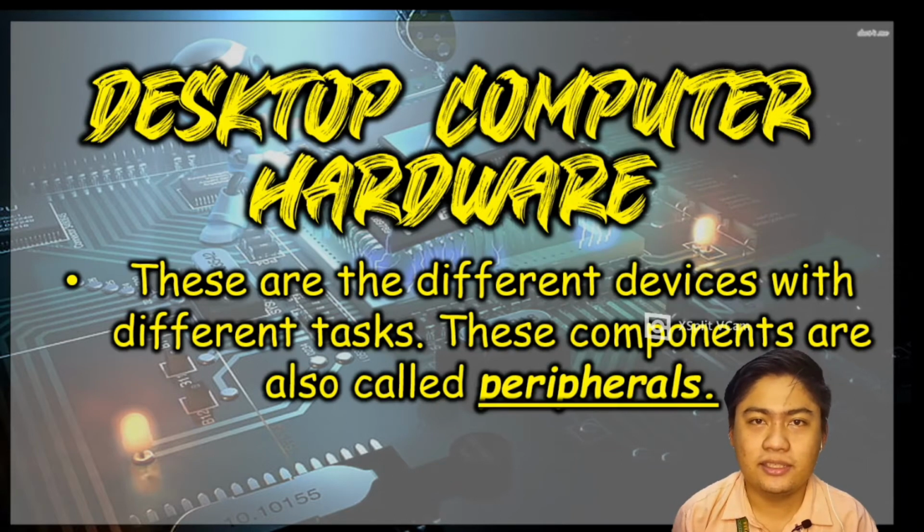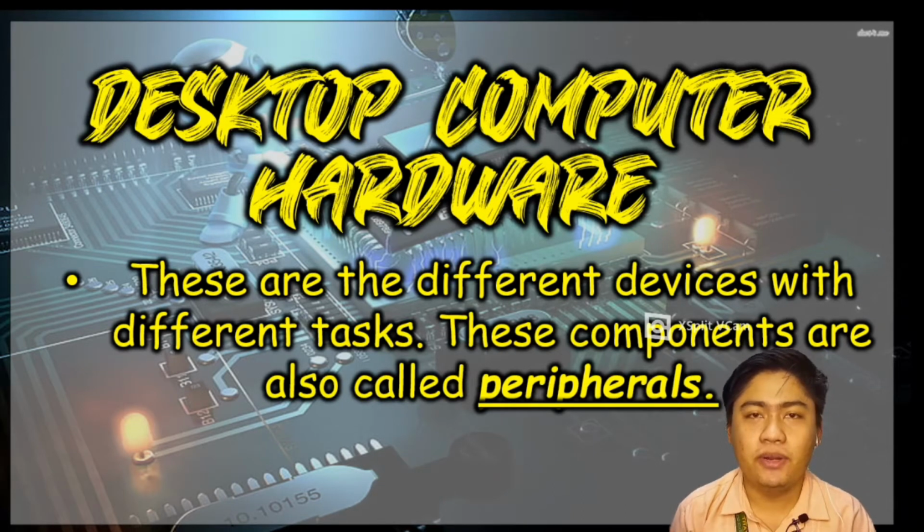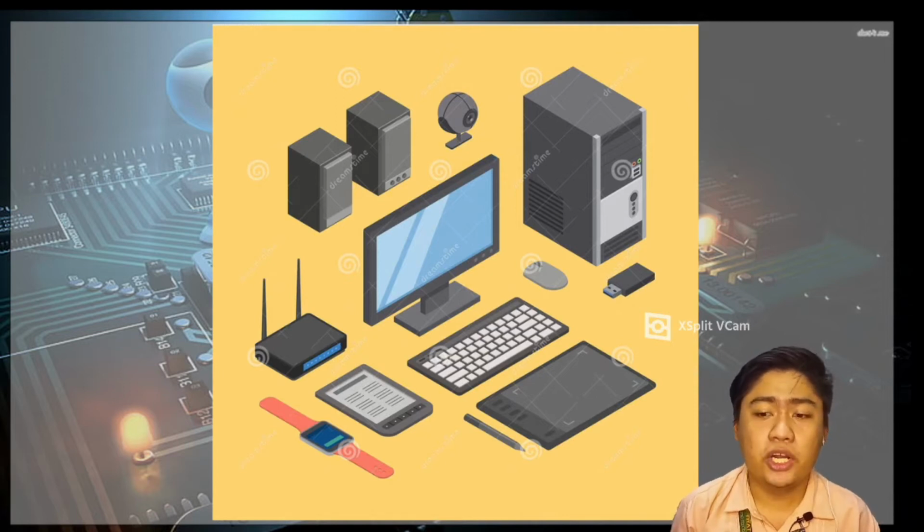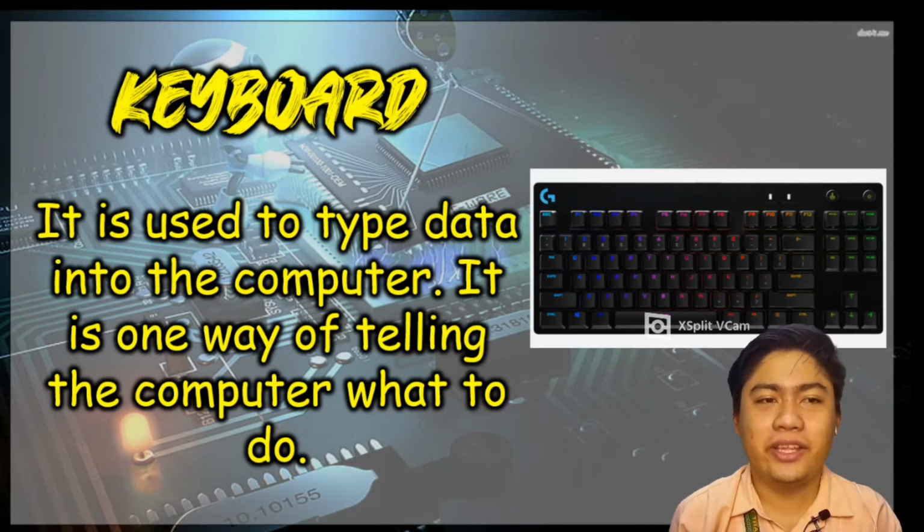So let's start our topic. So the desktop computer hardware. So computer components are different devices with different tasks. These components are also called peripherals. Altogether, they are called the computer hardware system. So the basic computer hardware system is usually composed of the CPU in the CPU box, keyboard, mouse, monitor, printer, and speaker.